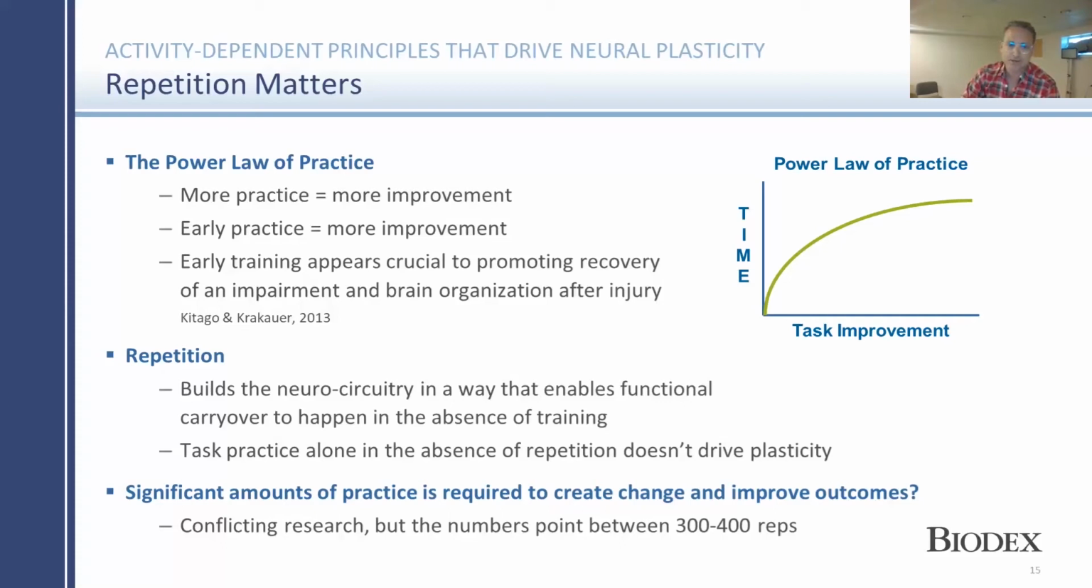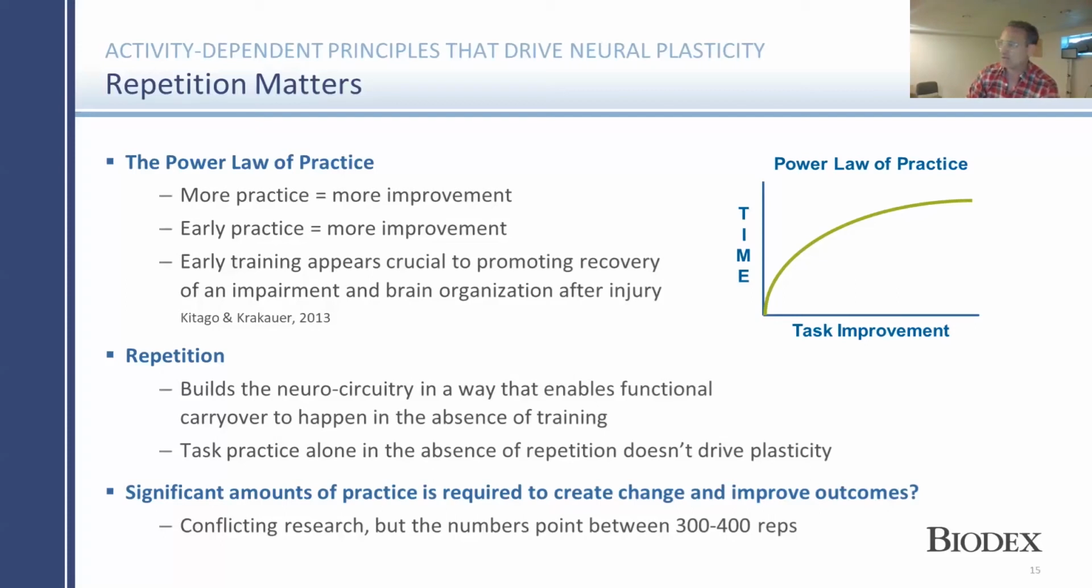But task practice alone, in the absence of repetition, does not drive plasticity. I think about a person putting toothpaste onto a toothbrush. Not just one time, like I would do in a normal ADL setting.